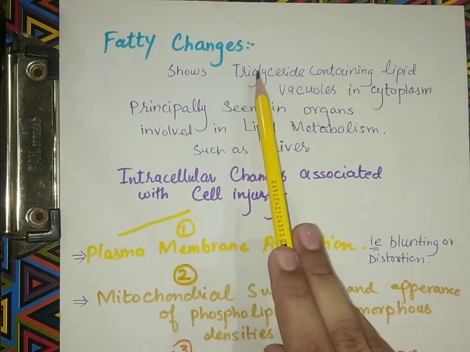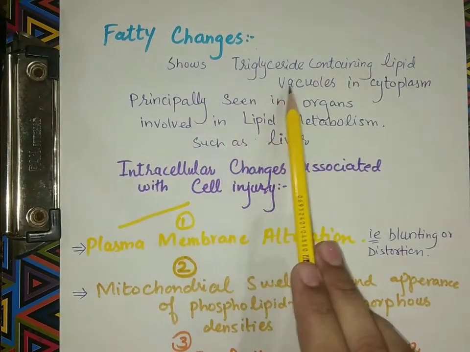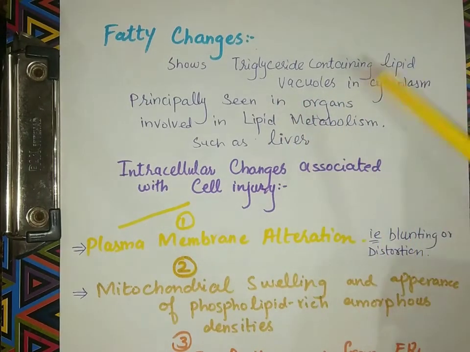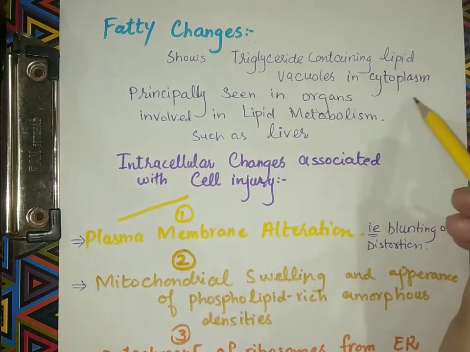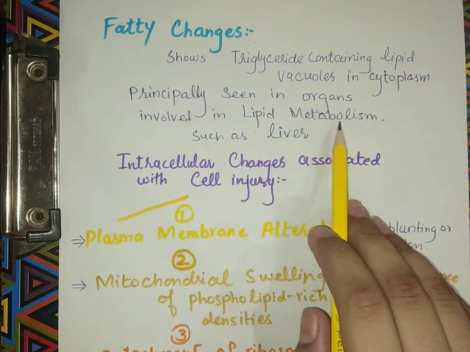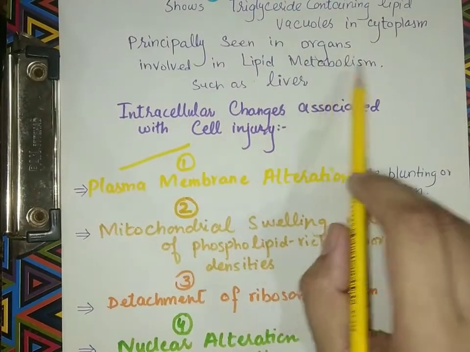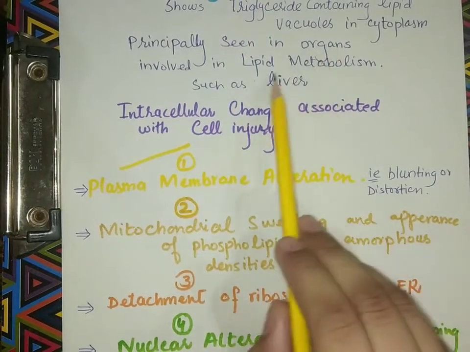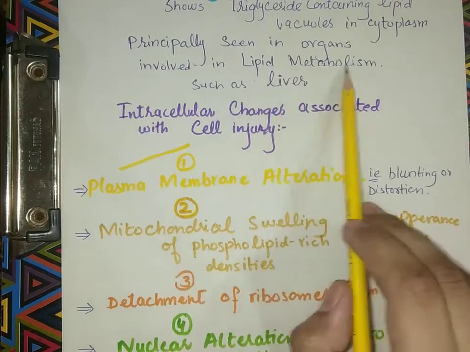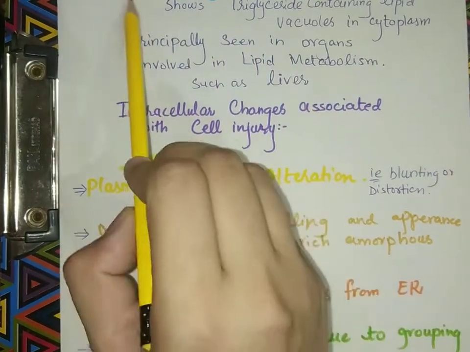Fatty changes. Fatty changes show triglyceride-containing lipid vacuoles in the cytoplasm. So increased fats in the cytoplasm, principally seen in the organs involved in lipid metabolism, such as liver. So those organs that are involved in lipid metabolism or fat metabolism, such as liver, show fatty changes.